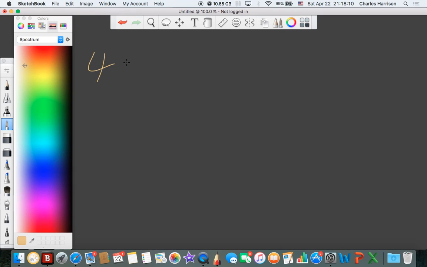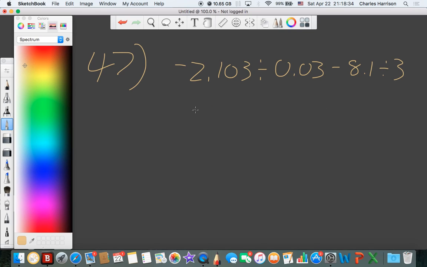So we want 47, and we are evaluating an expression. The expression is negative 2.103 divided by 0.03 minus 8.1 divided by 3. Okay, so let's do this one first. I'm going to set this up as a vertical one so you can see what I'm doing real quick.